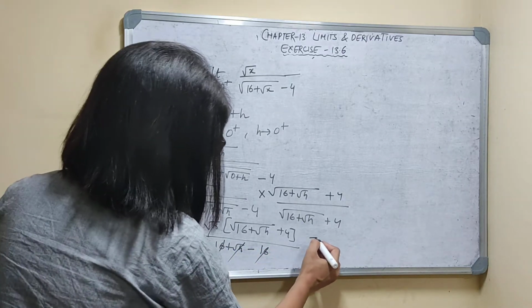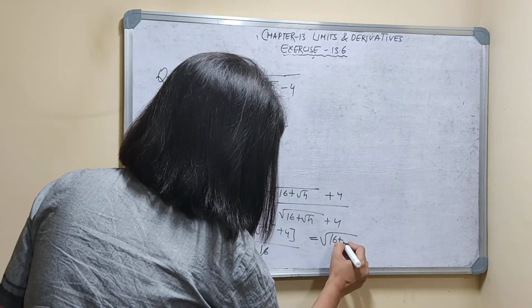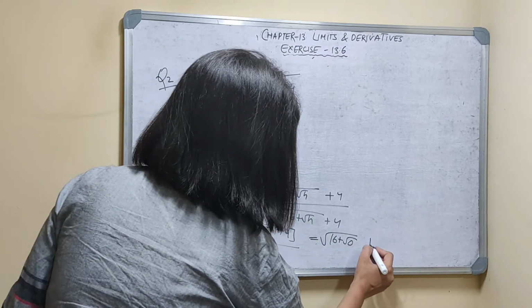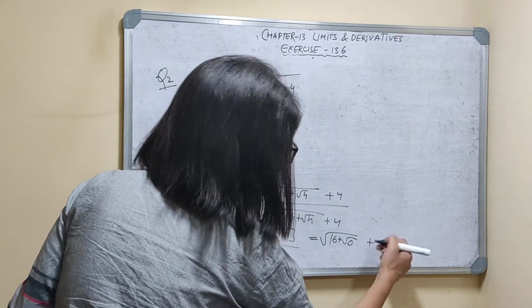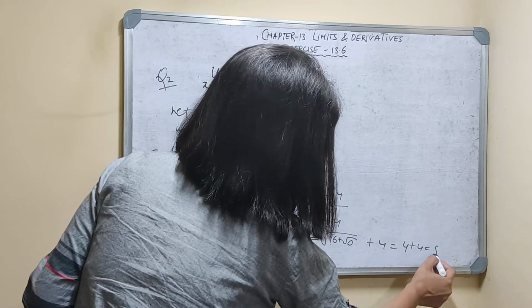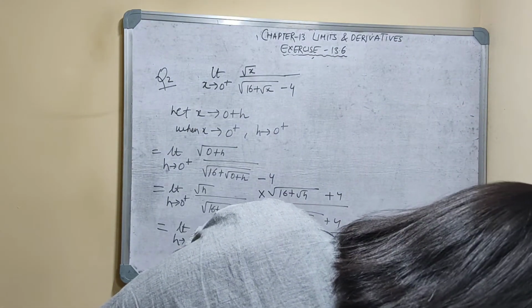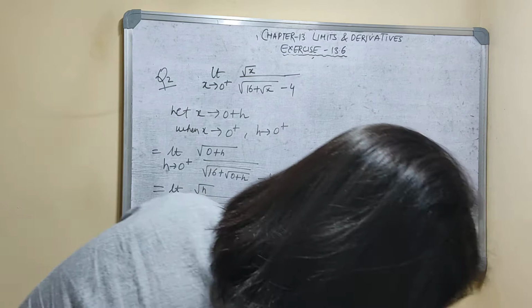Now you can substitute the value of h, that is 0. So we will get root of 16 plus root of 0 plus 4. Root of 16 plus root of 0, that is root 16, that is 4, plus 4. Answer is 8. So evaluation we have done. As x tends to 0 plus, this function value is 8.